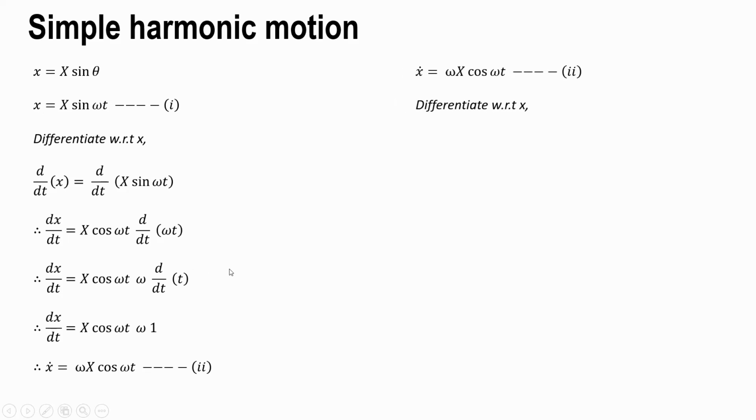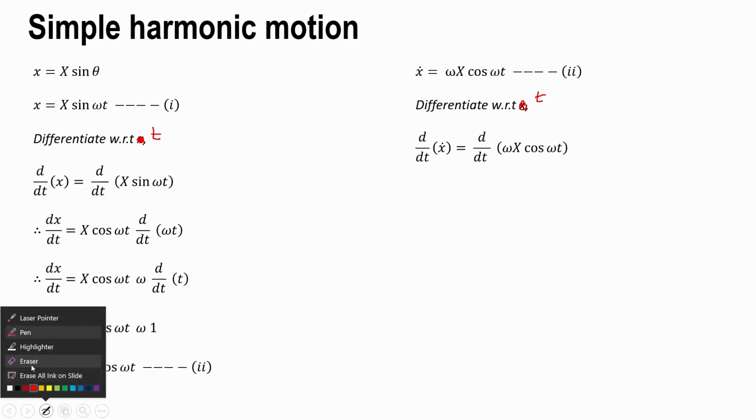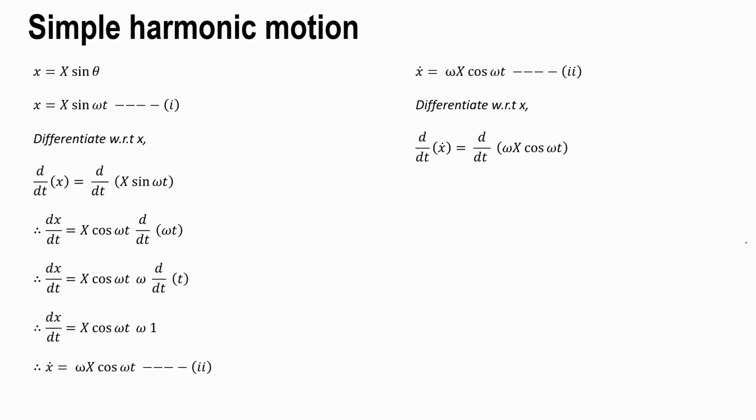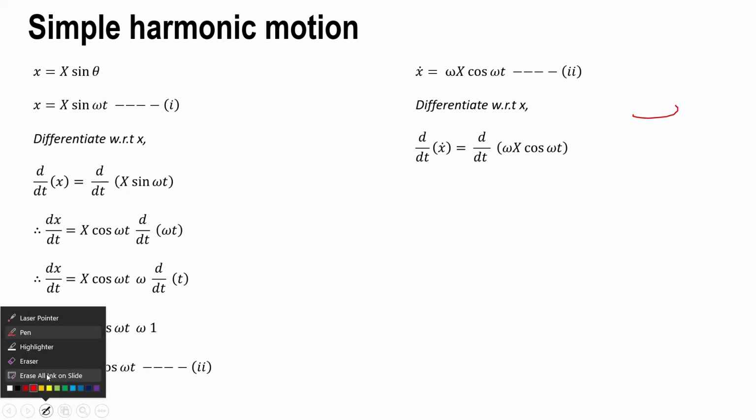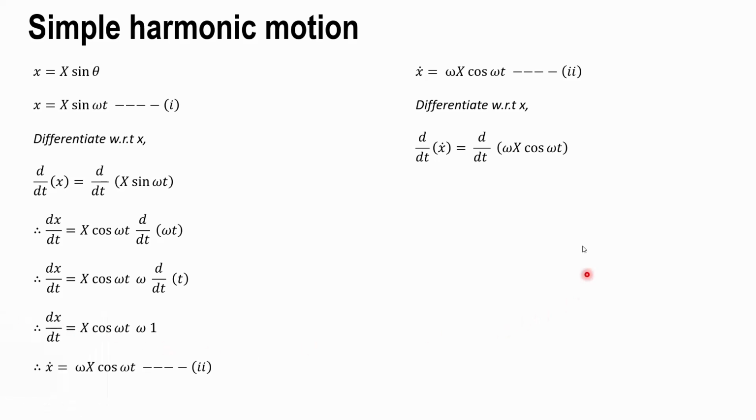Now again differentiate with respect to t. Here we should have differentiation with respect to t and not with respect to x. So again differentiate with respect to t, that is dx dot by dt, which is equal to the derivative of omega X cos omega t.